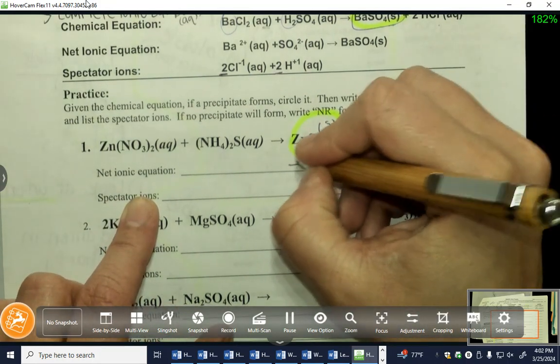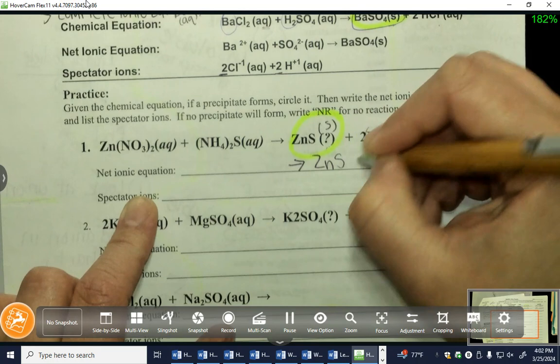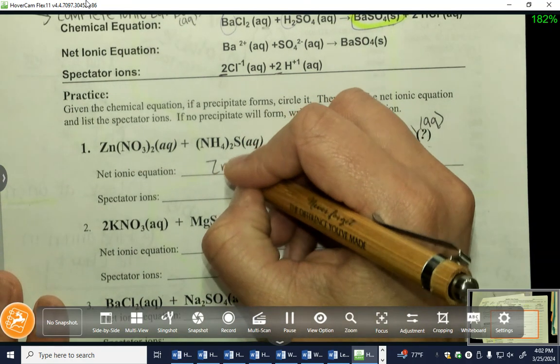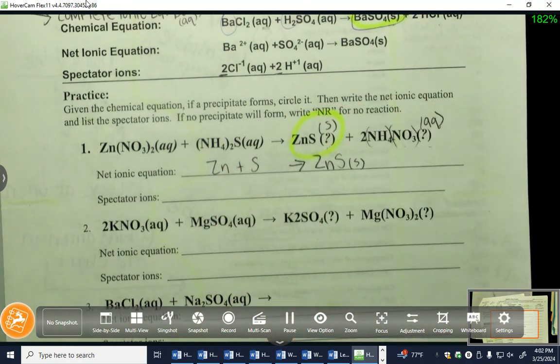We know that we're making zinc sulfide solid. Hopefully you're seeing that. Oh yeah, well then we just put zinc plus sulfur. Yes-ish, but we got to know the charges. And like I said, that's the part that could get complicated if you don't take the time to look at it.